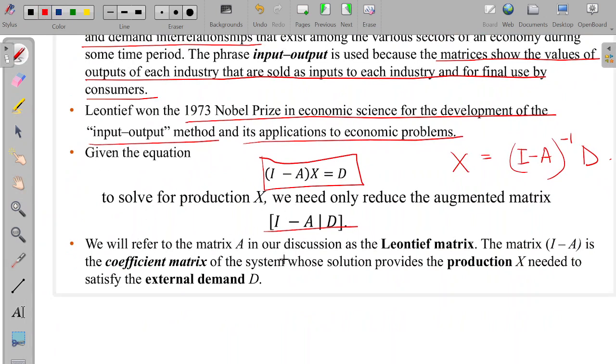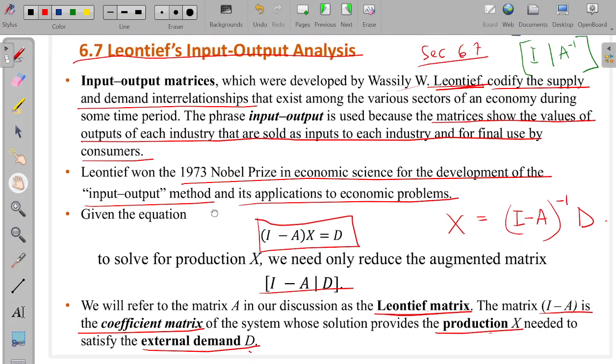We refer to A in our discussion as the Leontief matrix. It is not a standard nomenclature, but we call the matrix A the Leontief matrix, while the matrix I minus A is the coefficient matrix of the system whose solution provides the production X needed to satisfy the external demand D. So our D is external demand, our X is the production, our A is the Leontief matrix, and our I minus A is the coefficient matrix. Things will be clearer as we take an example.